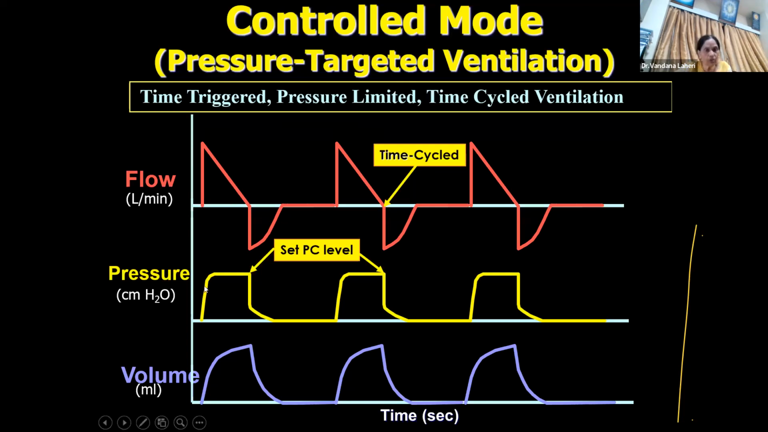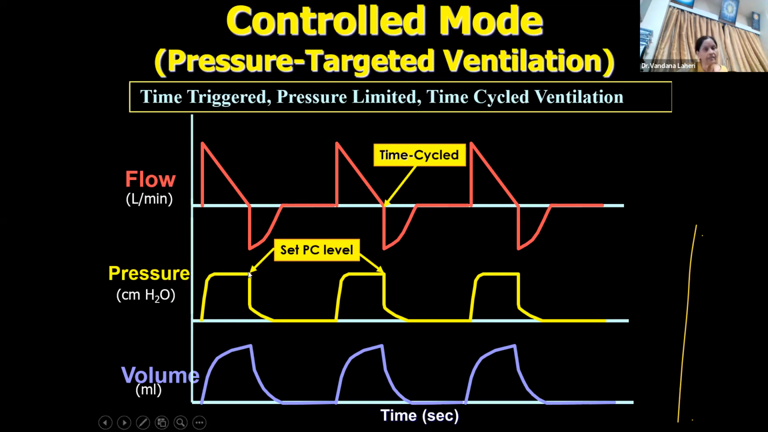Now, please note, in a pressure control mode, we set the pressure control level. That means if I have set it to 20 centimeters of water, the flow will immediately begin. Ideally, the pressure will begin and the flow will depend on how much pressure I have set. So throughout the cycle, it will remain 20 centimeters of water. That means the entire patient circuit is filled with 20 centimeters of water pressure.